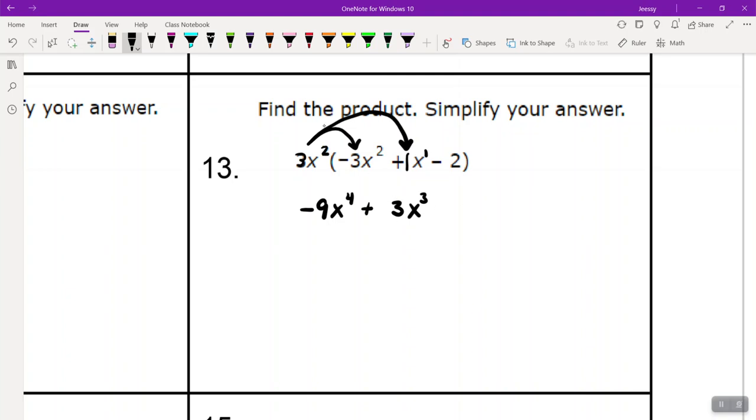And don't forget the last term. We got to take 3x squared and multiply it by negative 2. 3 times negative 2 is going to become negative 6. And then we got to carry the x squared. Yeah? All right, we're going to find out when you start doing the assignment.